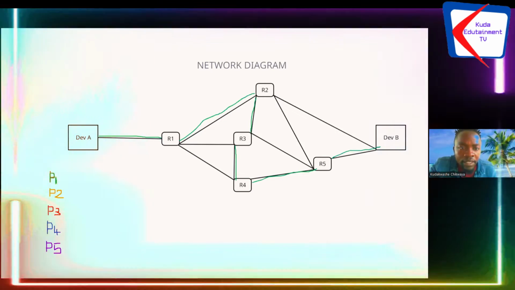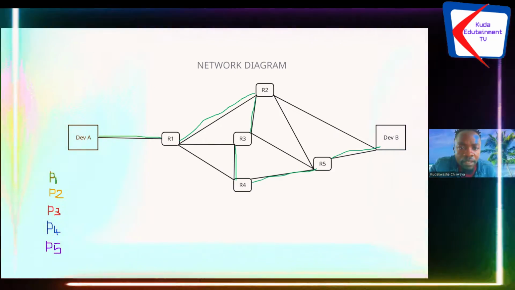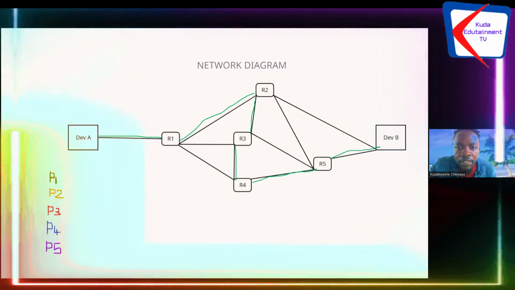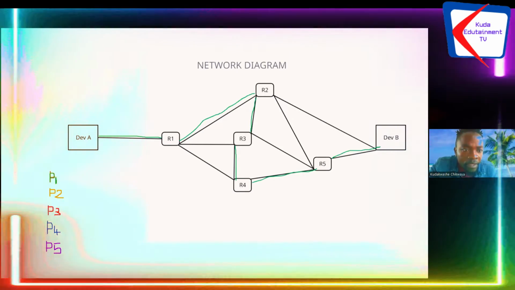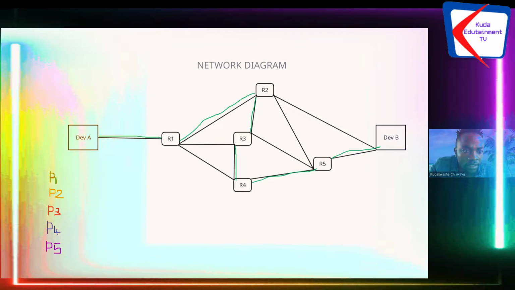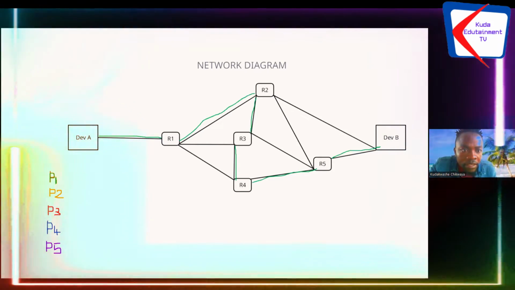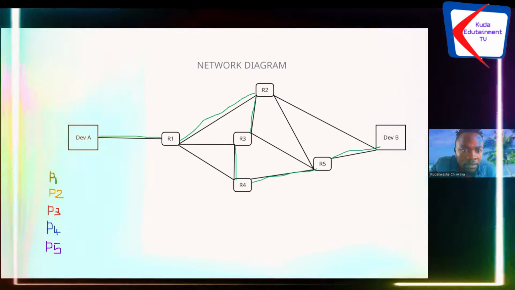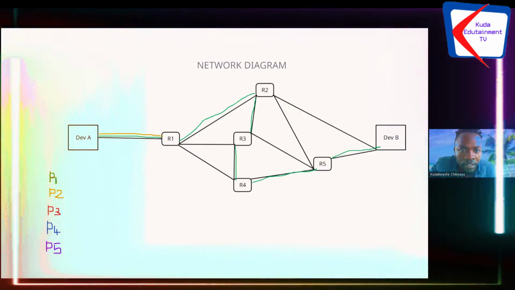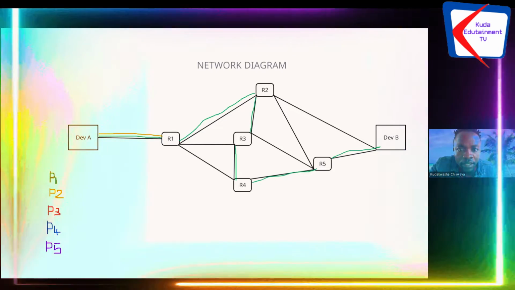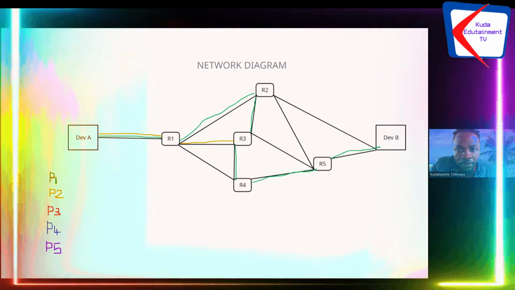And then our second packet, which is packet number 2, let's say it's going to take router 1, router 3, and then router 5. The second packet I've highlighted in yellow. So the second packet goes to router 1, and then from router 1 it goes to router 3. Then from router 3, it goes to router 5.